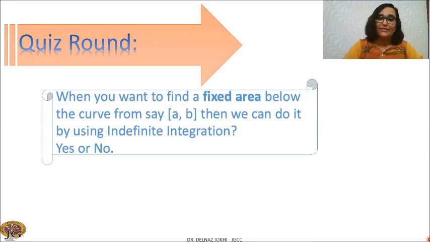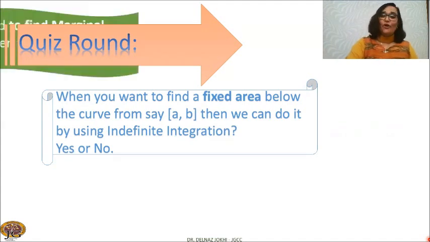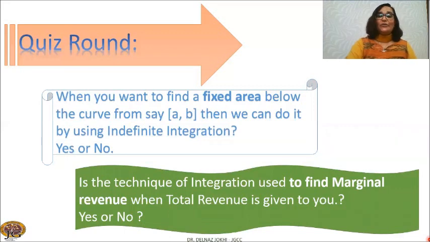When you want to find a fixed area below the curve, let's say between A and B, then what would you do? Quickly take your paper and pen and tell me. And would you use the method of definite integration in that? Yes or no is the question. All right. Is the technique of integration used to find marginal revenue when total revenue is given to you? That is your second question. So quickly find out. Come on, what's your answer?